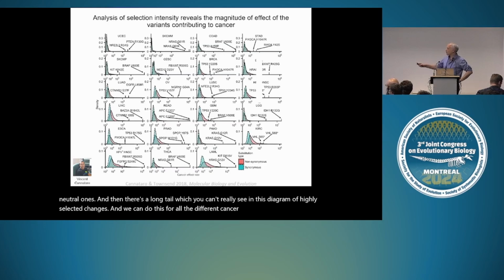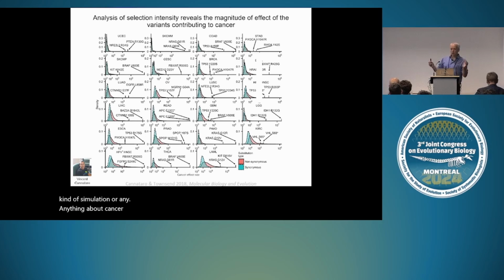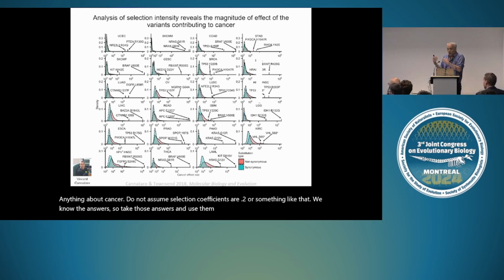And I'm not going to go through these plots, but the main point that I want to urge you is that if you're doing any kind of simulation or anything about cancer, do not assume selection coefficients are 0.2 or something like that. We know the answers. So take those answers and use them. Because it's probably the only evolutionary system that I know where we know the distribution of selection coefficients on genes, because it's repeated so many times that we can get the data out of it. We can get this answer out of it.